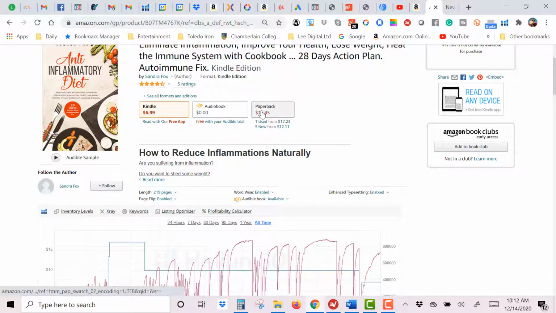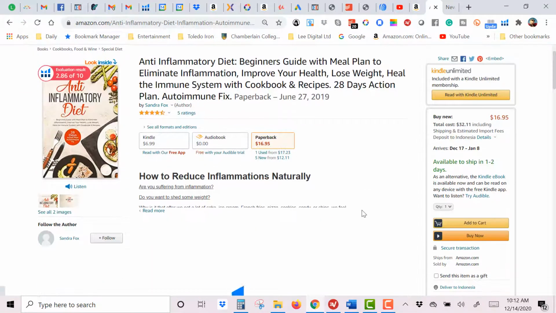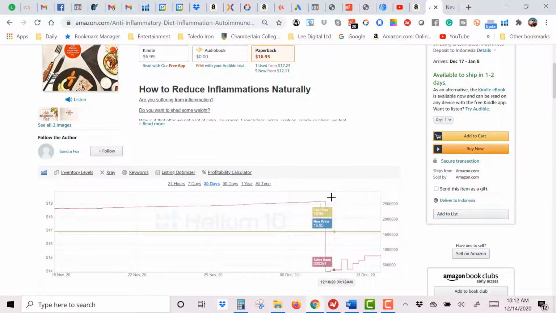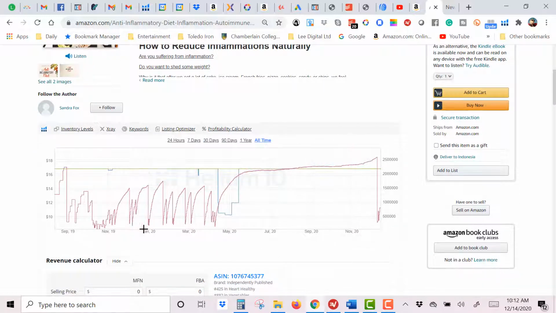Let's see if we get some data for paperback. Again, we're going over to Helium to try to get a picture of the type of sales this has. Now, this is the print. This is harder to gauge. Let's look at the all-time. Here you go. So here we go in 2019. It had sales, sales, sales. It's been selling consistently from June for almost a year, and then it stopped selling almost a year into it.